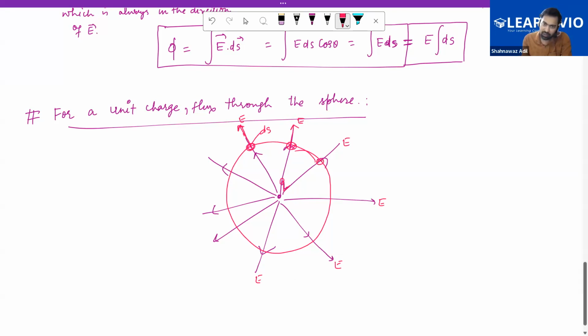And this is the... Yes. So both, theta is how much? 0 degree. Clear? So what would be the flux? Flux would be the integral. And now what kind of integral is this? So this sphere is an open surface or closed surface? What kind of surface is this one?